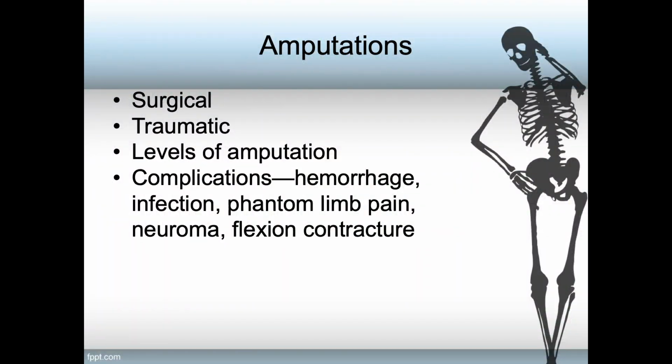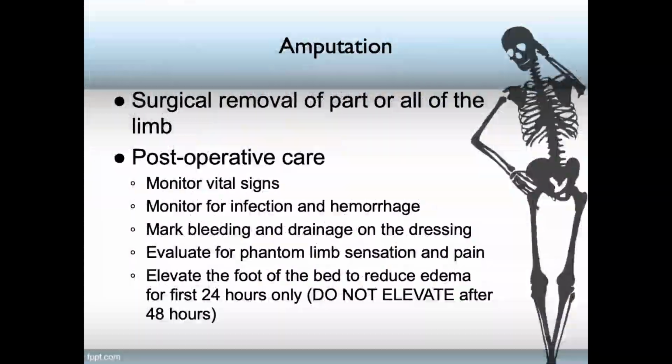Amputation is the removal of a limb. Amputation may be surgical in nature, that is, elective, or traumatic, and there are different levels of amputation that we describe by the amount of limb that is removed. Complications include hemorrhage, infection, phantom limb pain, neuromas, and flexion contracture. In the lower extremities, damage from things like an uncontrollable infection or diabetes or trauma may require surgical removal of part or all of the limb.